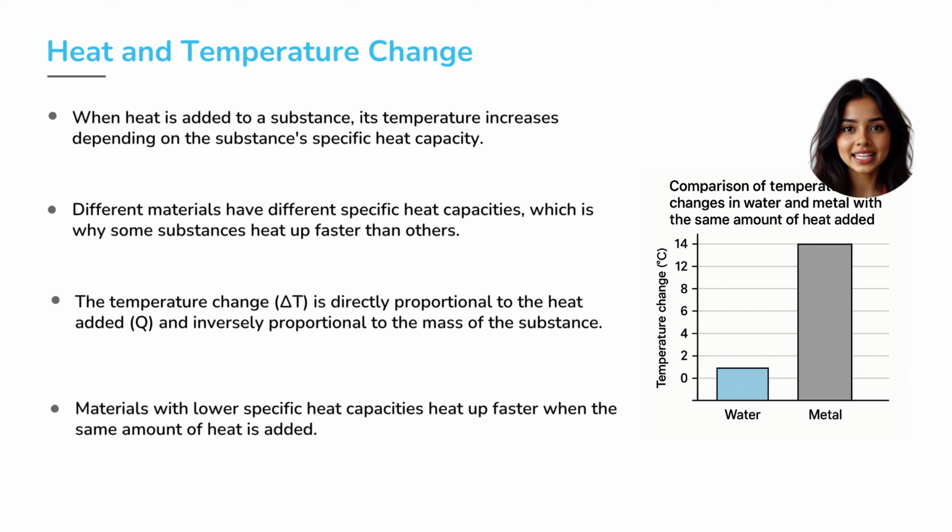Here's the equation again, Q equals m into C into delta T. The amount of heat added depends on the mass of the substance and its specific heat capacity. For example, when you add the same amount of heat to a metal spoon and a cup of water, the spoon gets hotter faster because it has a much lower specific heat capacity.